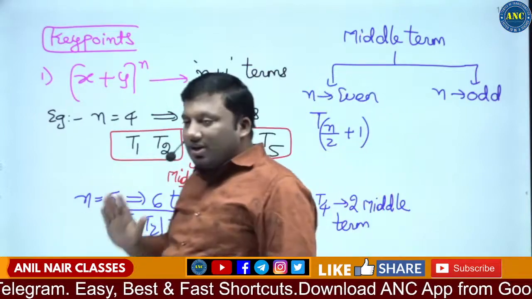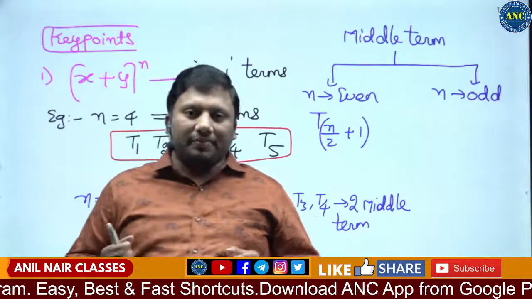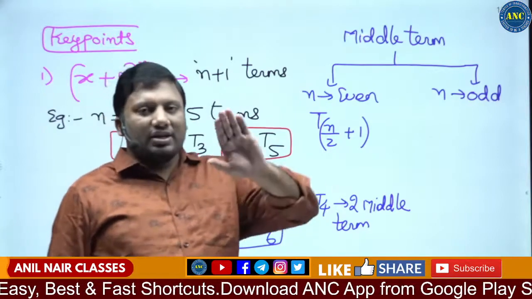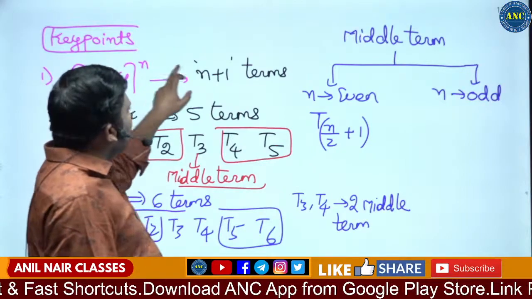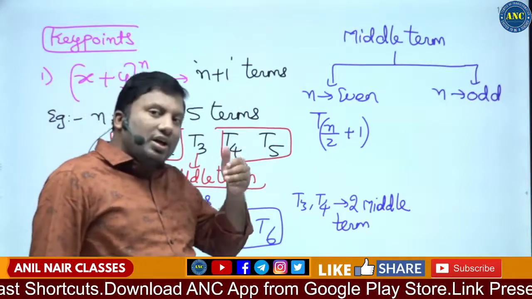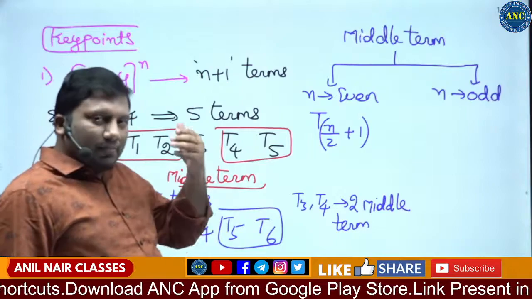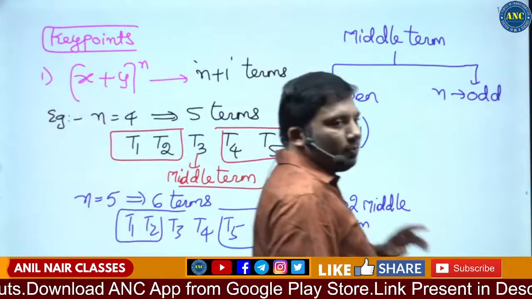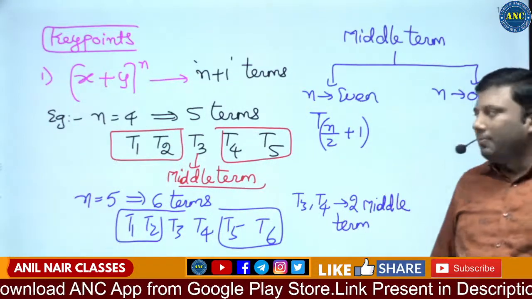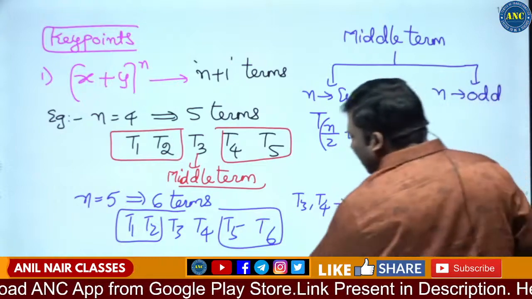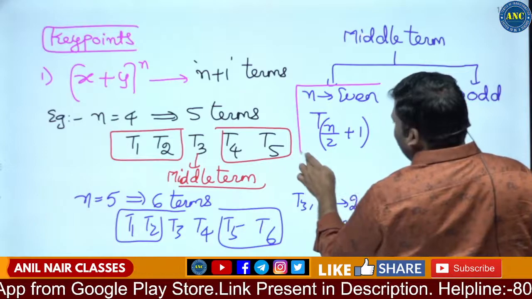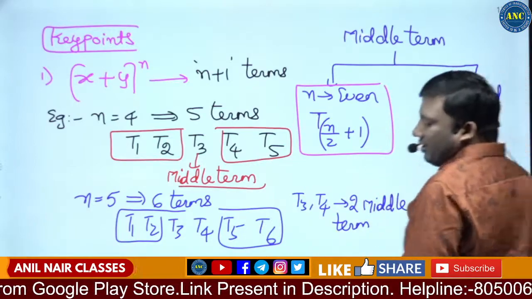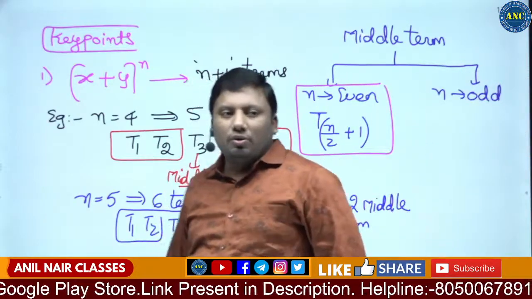Suppose n equivalent to 8, then totally 9 terms will be there, 4 to the left, 4 to the right. Middle term will be n by 2 plus 1. If n is an even number, then the middle term is given by T of n by 2 plus 1.